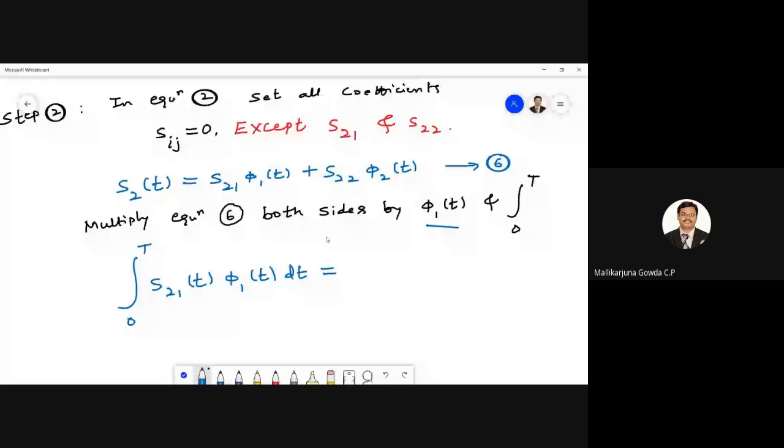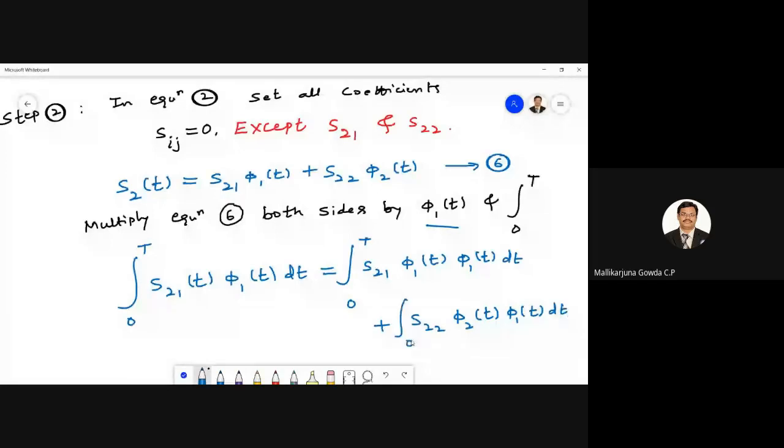Then I should write the integral, so I wrote that first. Which is equal to S21 times pi 1 of t into pi 1 of t, that is pi 1 square, into dt, integral 0 to t. Plus the next term: S22 times pi 2 of t, multiplied by pi 1 of t into dt. Again, you integrate this also from 0 to t.